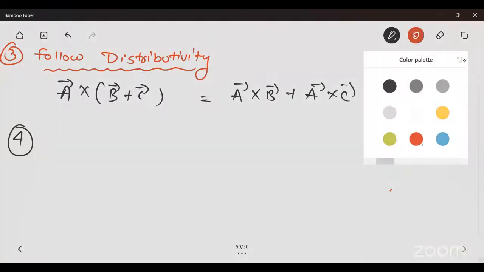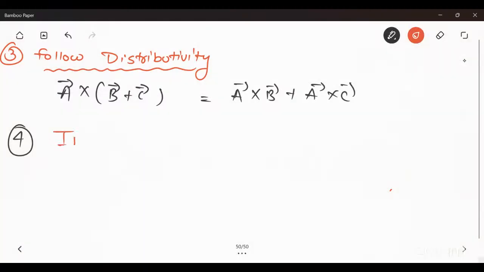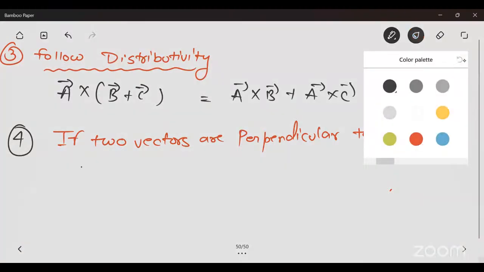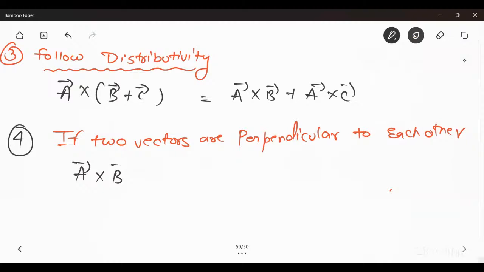Fourth property: if two vectors are perpendicular to each other, then A dot B is equal to mod A mod B, so A cross B is equal to mod A mod B.